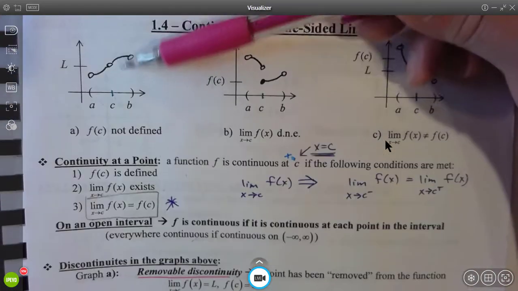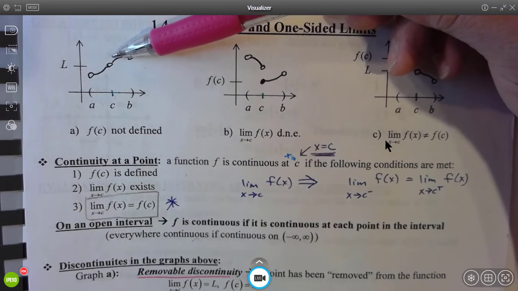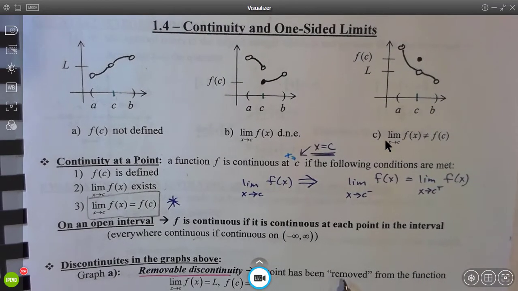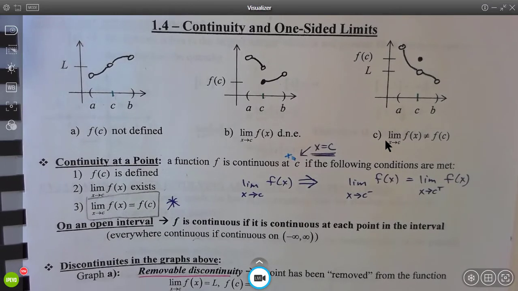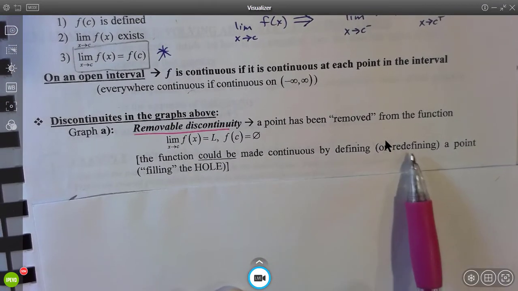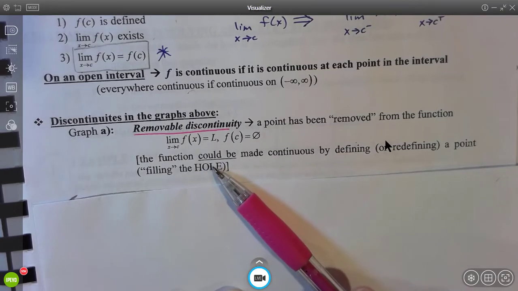Up here in this graph, we had a removable discontinuity. Removable because a point has been removed from the function. So the limit exists, but f of c is not defined. This function could be made continuous by defining or redefining a point by filling in a hole.